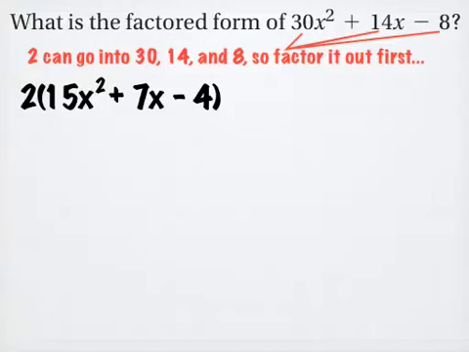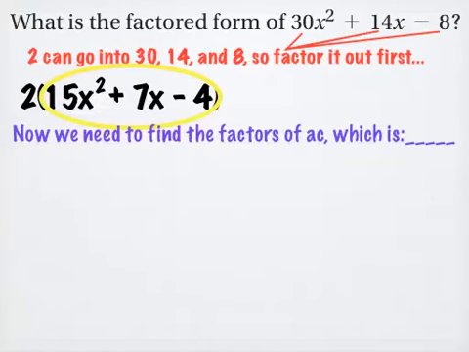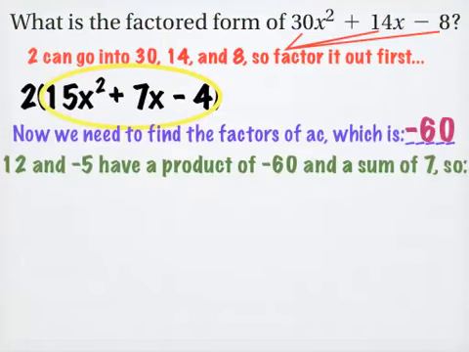The 2 is going to stay there. It's not going to go away. I just need to remember to keep bringing it down because it's already been factored out. The first thing I need to do is find AC. In this case, A is 15, C is negative 4. I need to find factors of 4 times negative 15, which is negative 60. I need to find factors of negative 60 that have a sum of B, which in this case is 7. 12 and negative 5 have a product of negative 60, and they have a sum of 7. So I'm going to use 12 and negative 5 as my factors.